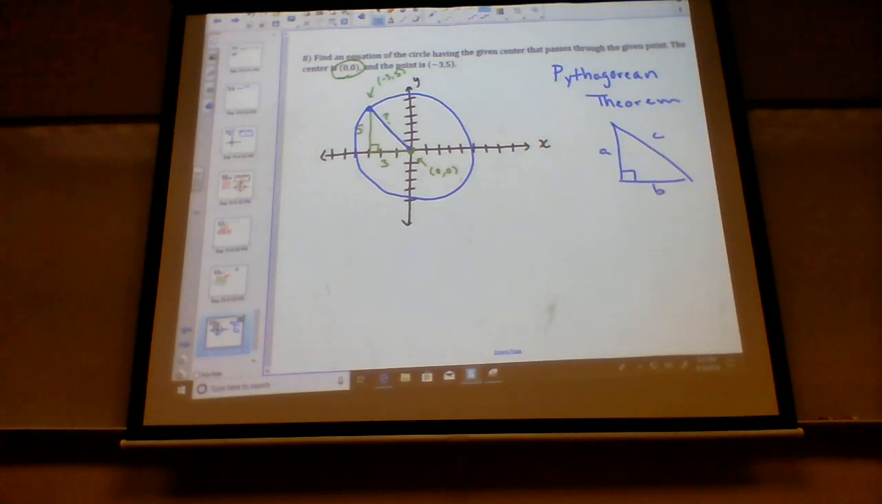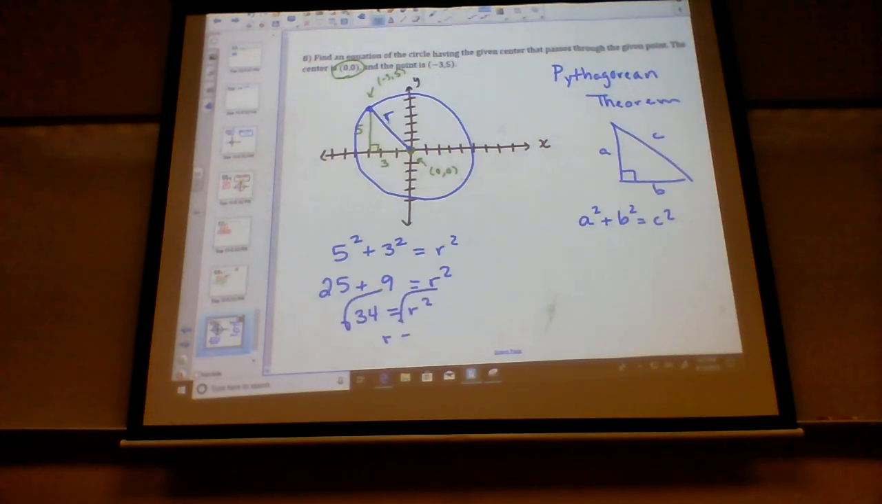Remember, this is A, B, and C. And it's A squared plus B squared equals C squared. So I'm going to say 5 squared plus 3 squared equals R squared. We're going to call this R because it's the radius of my circle. So that's 25 plus 9 equals R squared, which is 34 equals R squared. So we take the square root of both sides, and we get R equals the square root of 34.